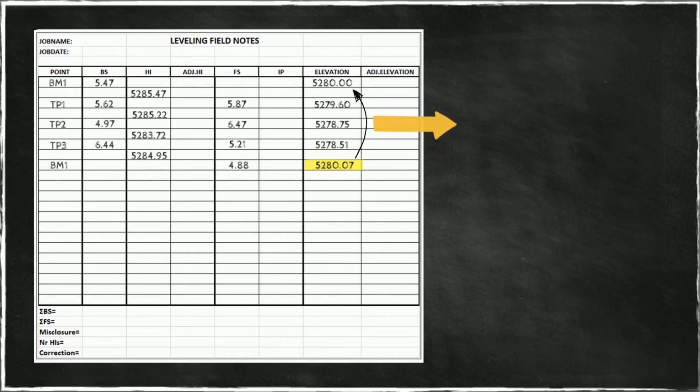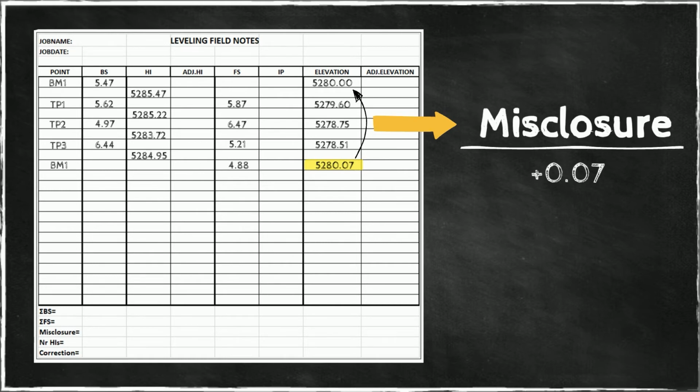And you notice that they're not the same. There is a misclosure of 7/100 of a foot. So let's see what we do next. We calculate this misclosure, this minus that, as 0.07 feet plus.